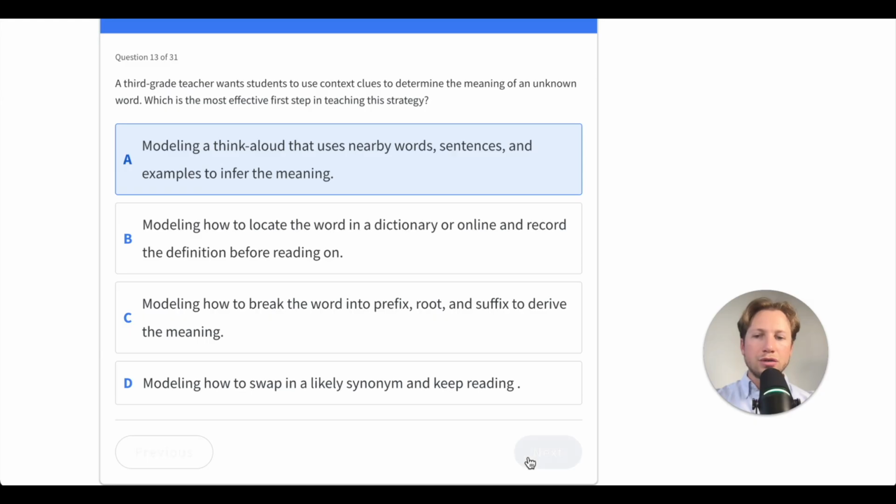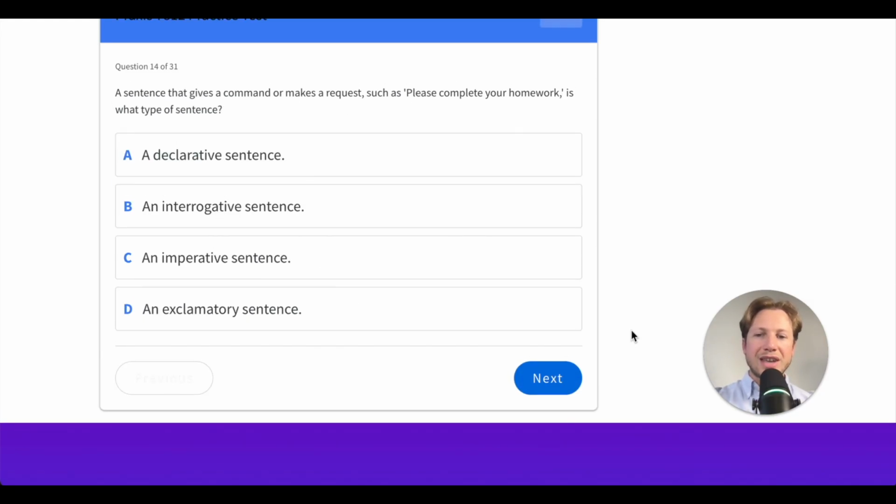All right, moving on to question number 14. This asks, a sentence that gives a command or makes a request, such as please complete your homework, is what type of sentence? Read the answer options and pick the one that you think is best. All right, answer option C. An imperative sentence is one that gives a command or a direct order or even a request. That's what's going on here.